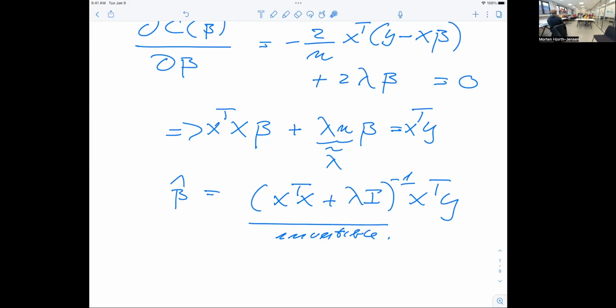But let's remind ourselves. Have you heard of the singular value decomposition? Who has never heard of it? Okay. So I'm just going to give you a reminder, and I hope you don't get offended if I go through some of these mathematical properties.